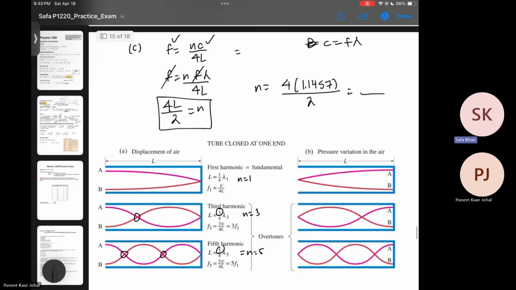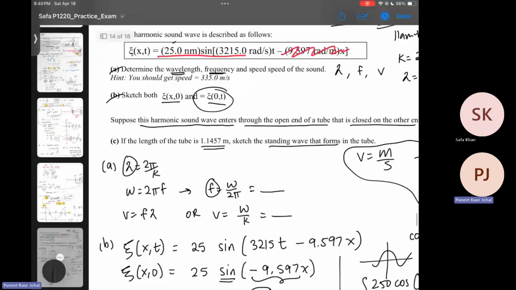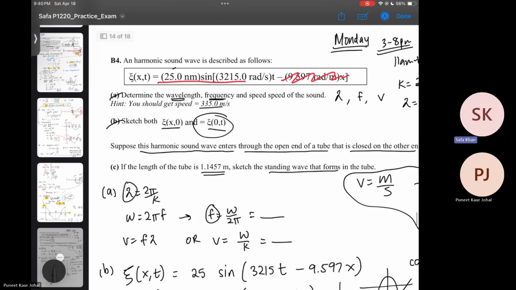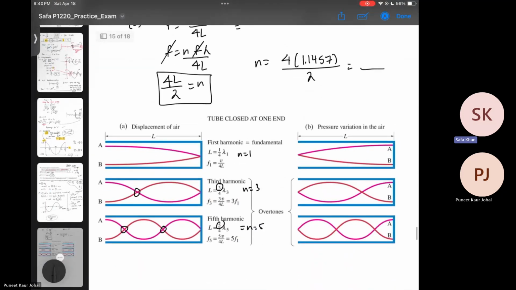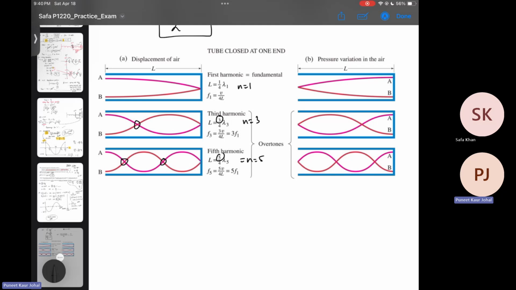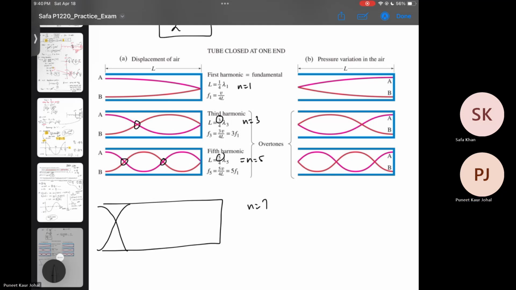Let me just look at the answer to see. I think the n that they got was 7. So for n equals 7, you should have 4 nodes, right? So what you can do is just make 1, 2, 3, 4. It's not very accurate, but essentially you're going to have 4 nodes and just leave one of the ends open. That's all.